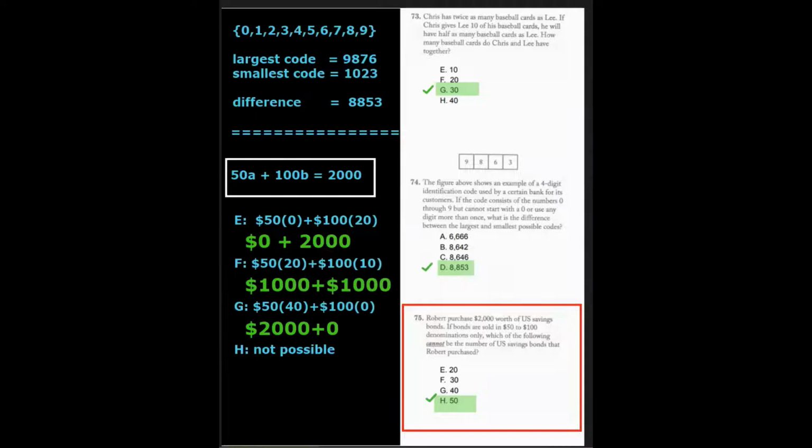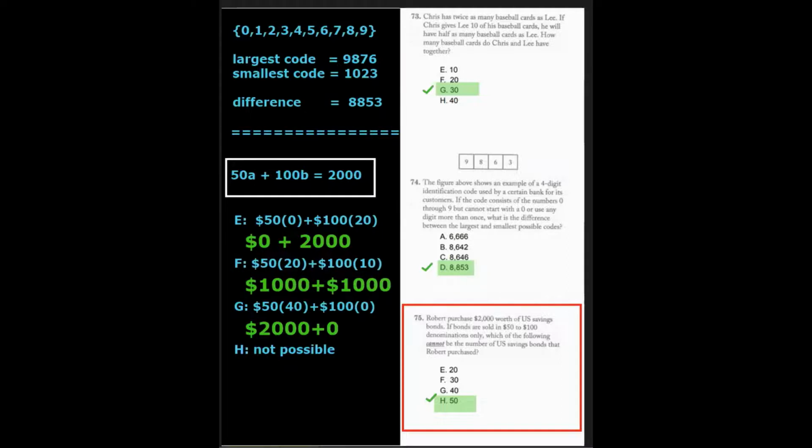So if he buys 20 of those, he'll have exactly $2,000 worth of savings bonds. He just buys none of the $50 bonds. For F, if he buys 20 of the $50 bonds, that's $1,000 worth of $50 bonds, and then 10 of the $100 bonds, that's another 1,000. That's a total of 2,000 as well. For choice G, if he buys only the $50 bonds, but he buys 40 of them, that's $2,000 worth of $50 bonds. And then he buys no other bonds at the $100 level. So again, 40 bond purchases is possible.